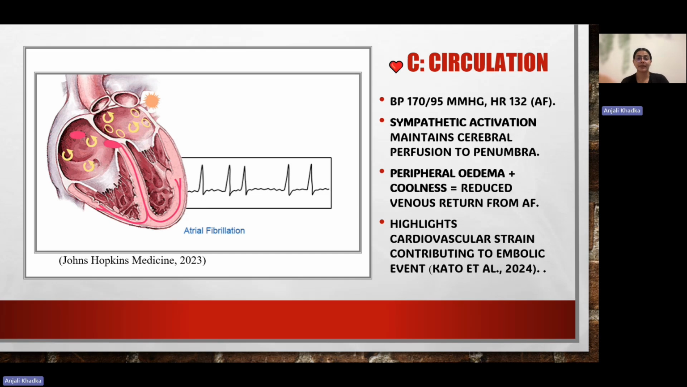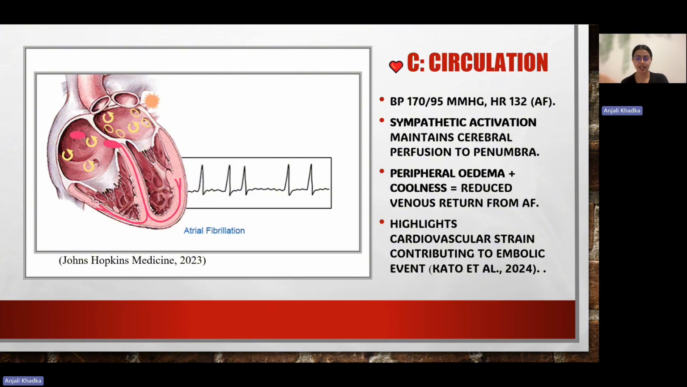Now, let's have a look at Mrs. Manalo's circulatory assessment. Her heart rate is 132 beats per minute, which means she is in atrial fibrillation right now, and her blood pressure is 170 over 95 mmHg. This image reflects sympathetic nervous system activation and the body's autoregulatory attempt to maintain perfusion to the ischemic penumbra. Because atrial fibrillation causes turbulent blood flow, thrombi can form and embolize to the brain. Her peripheral coolness and pedal edema indicate reduced cardiac efficiency and venous congestion.